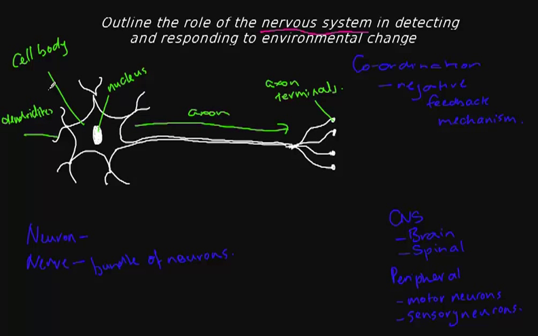In general, the dendrites pick up a nerve response from another neuron. We have our cell body, and then we have our axon. So it travels from the dendrites through the cell body along the axon to the axon terminals, where it affects a change. The way the nervous system is coordinated is what we call the stimulus response pathway.